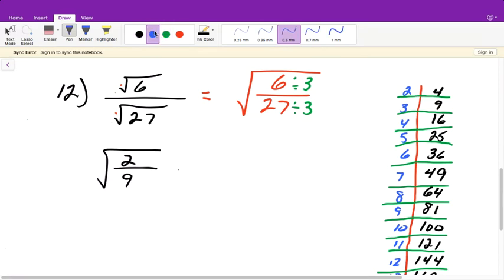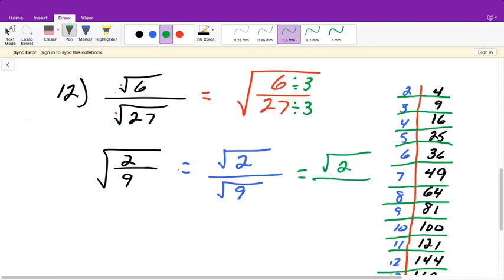All right, and now I can ask myself, well, are either of these numbers perfect squares? Well, the 2 isn't, but 9 is. So I can rewrite this then as, I can separate them and look at them individually as the square root of 2 over the square root of 9. And I can't take the square root of 2, so it's just going to remain, and the square root of 9 is 3. Final answer.